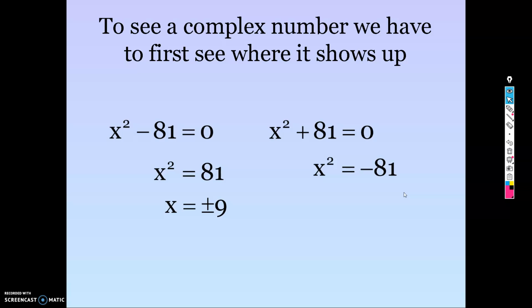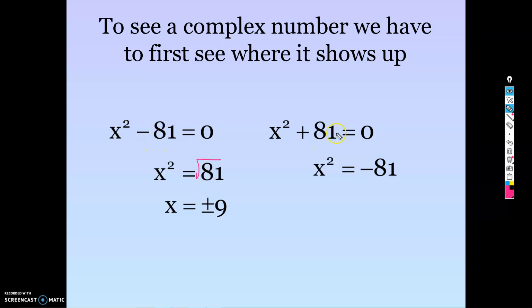So the reason why we need complex numbers, or to see a complex number, we first have to see where it shows up. If we go to solve this equation, x squared minus 81 equals 0, we add 81 to both sides, we get x squared equals 81, and then we square root both sides. When we square root anything, you use the positive and negative. So in this case, we would just get positive or negative 9, and we'd be fine.